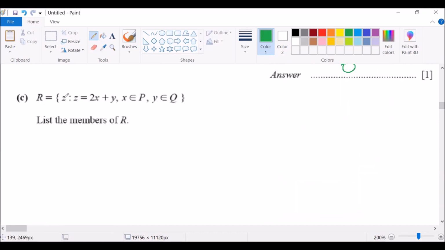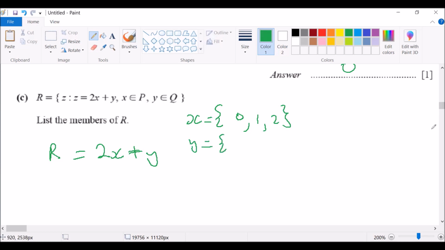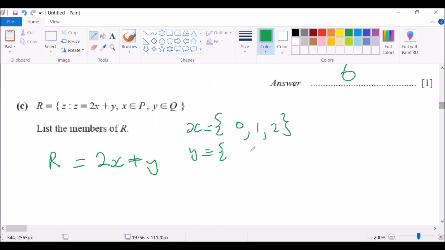Now we go to C. R is equal to Z such that Z is equal to 2x plus Y, where X is an element of P and Y is an element of Q. List the members of R. We simplify it to 2x plus Y. X is an element of P, so what are the possible X values? X can take the values 0, 1, 2. And Y, since Y is an element of Q, can take the values 0, 2.